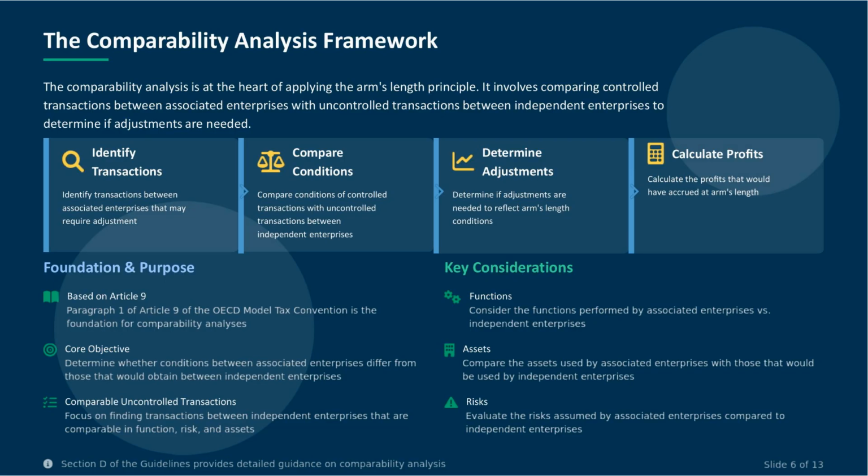The comparability analysis framework is essential for applying the arm's length principle. It compares controlled transactions between associated enterprises with uncontrolled transactions to identify necessary adjustments. Key considerations include functions, assets, and risks. The goal is to determine if adjustments are needed to reflect arm's length conditions and calculate the profits that would have accrued at arm's length.